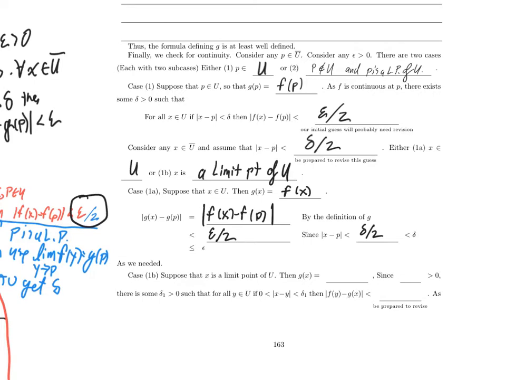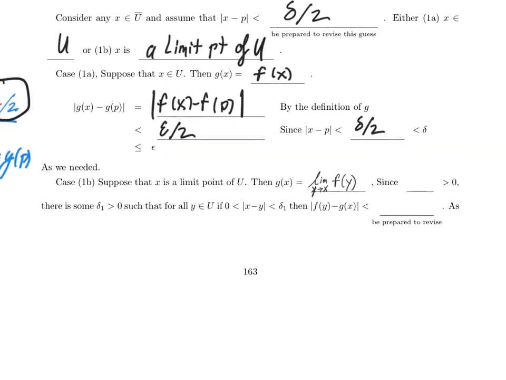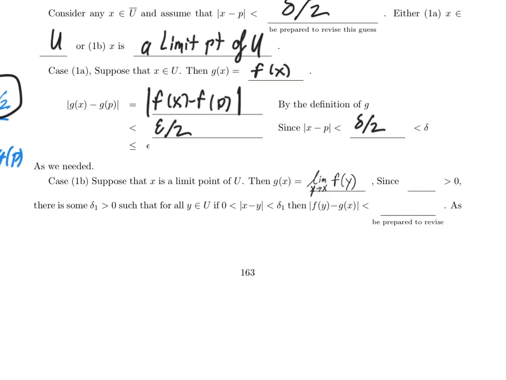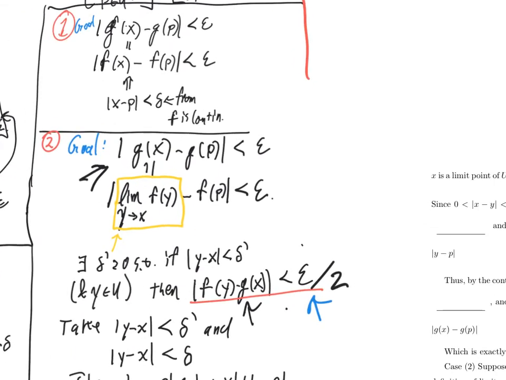Let's do it in the harder of the two easy cases. Let's now suppose that x is a limit point of U. It follows then that g of x is equal to the limit as y approaches x of f of y. Now, let's see what we needed. It looks like we needed this difference to be less than epsilon over 2.